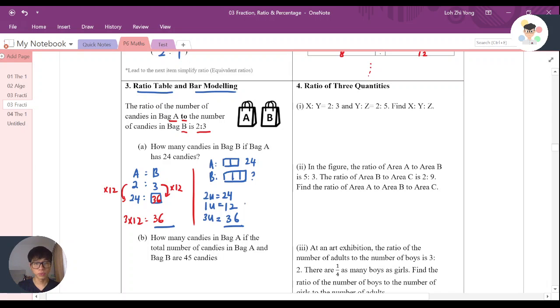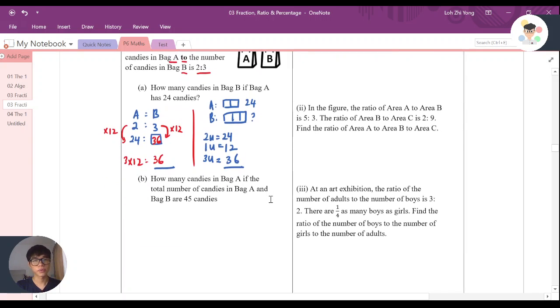I'm just trying to put the ratio table and bar modeling at the same time for you to compare. Okay, and the next one: how many candies in bag A if the total number of candies in bags A and B is 45?